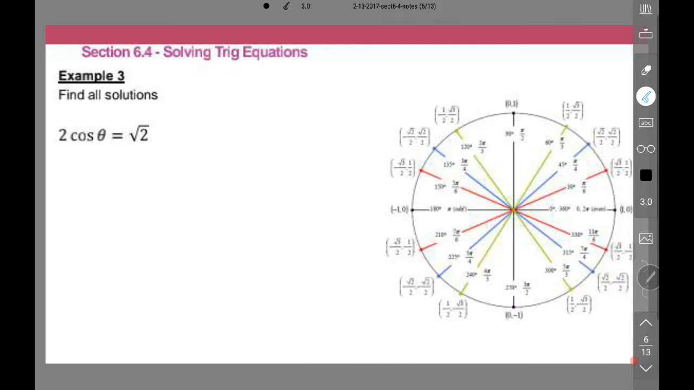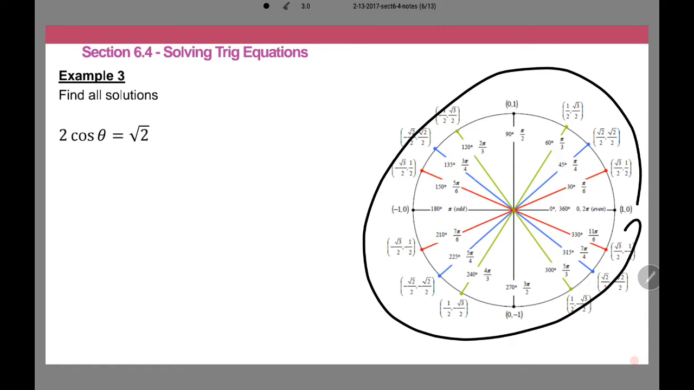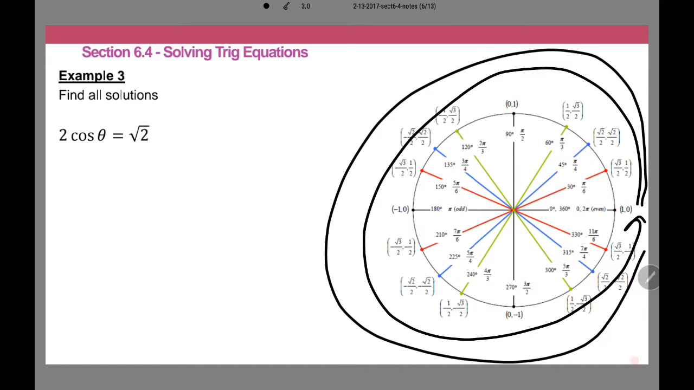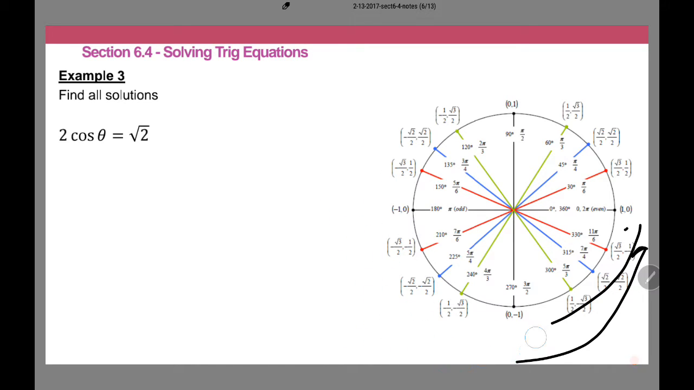What happens if I don't just have that interval? What if I say find all solutions? So what all solutions means is we go around the circle once, we can go around twice, we can keep going around the circle. Alright, so we're not just limited between numbers between 0 and 2 pi. We're going to start with the numbers between 0 and 2 pi first though.